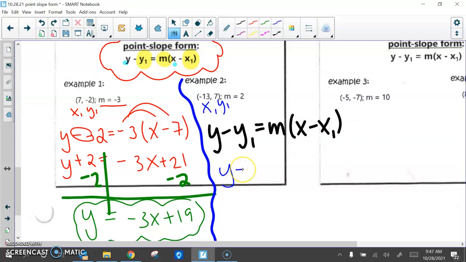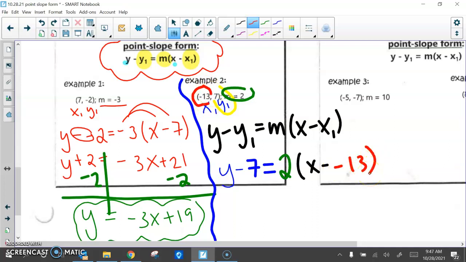So y minus y1 is right here. So that's going to be 7. And let's make sure it's 7, not negative 7. Yep, 7. Okay, and equals, my slope is right here, 2 times x minus, and my x1 is right here, so x minus a negative 13. So y minus 7 is just going to stay y minus 7.